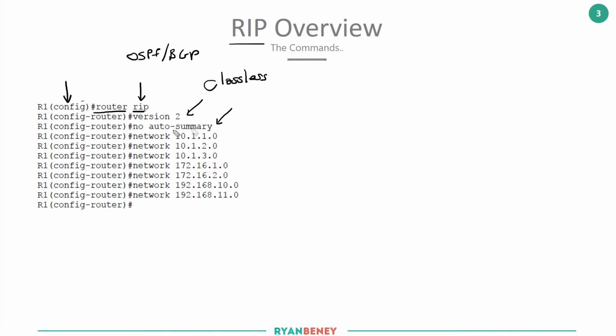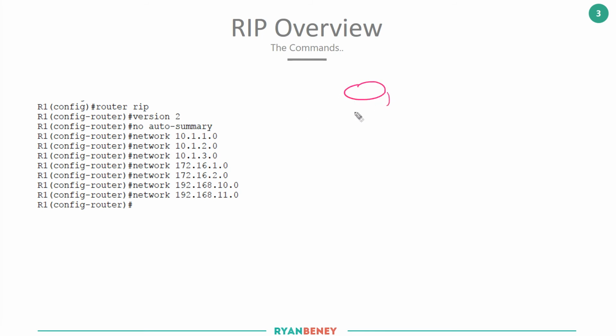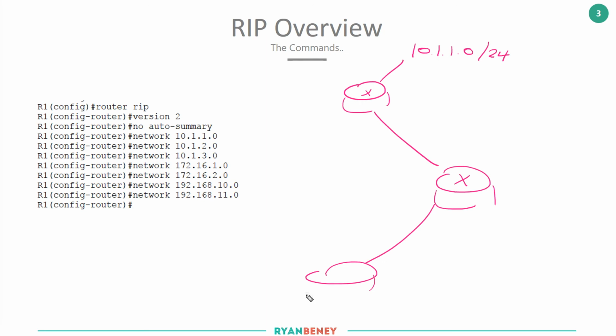We also type the words no auto-summary. Now auto-summary is this very annoying feature where it tries to help itself out by summarizing multiple routes. To give you an example, let's say we have up here a router, and that router connects to the 10.1.1.0/24 network, and then it connects downstream to this router, and then another router down here, and off the back of this router there's 10.1.2.0/24, and then between these two links here we have some kind of /30. We don't really care what it is for this example.